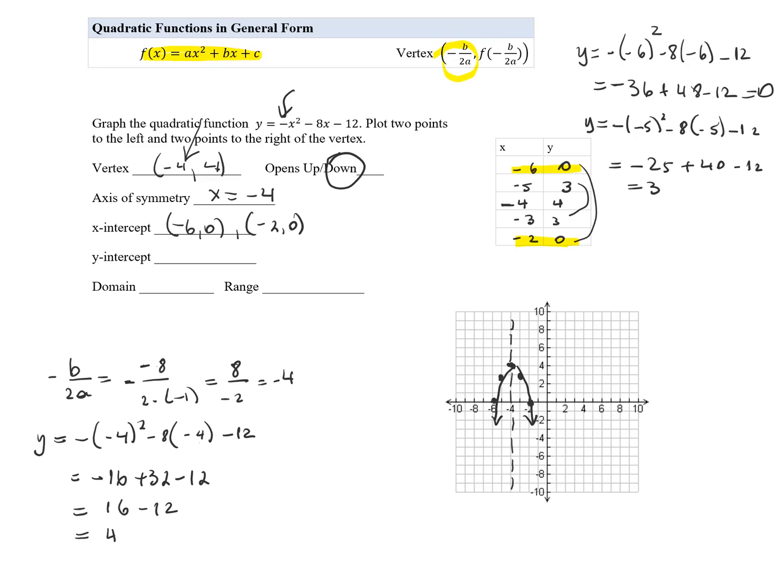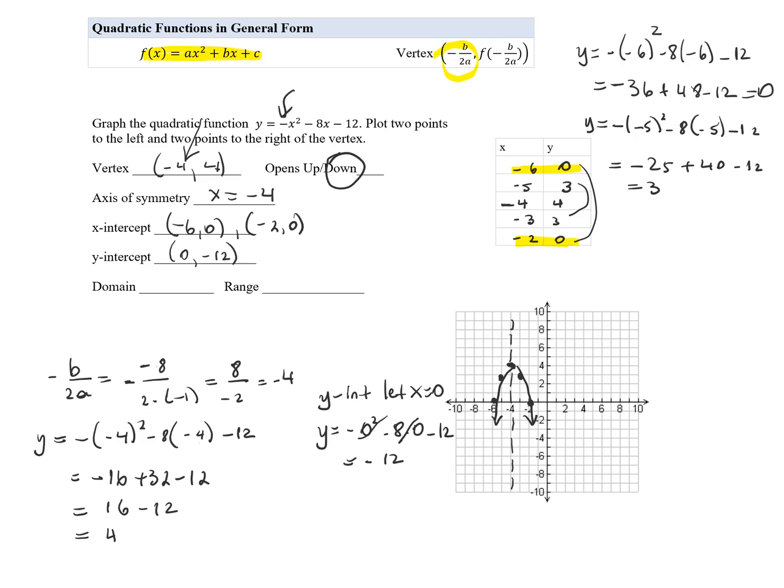The y-intercept is where the graph crosses the y-axis. So to find the y-intercept, we will let x equal 0. So into the original problem, replace x with 0. We have -0 squared minus 8 times 0 minus 12. These are 0 terms. We get -12. So the y-intercept is (0, -12).